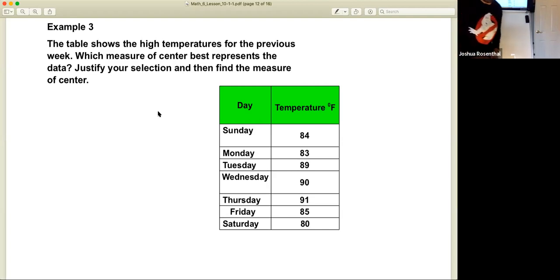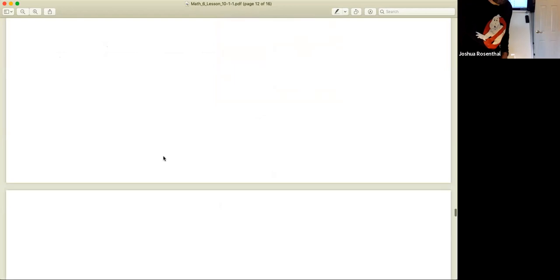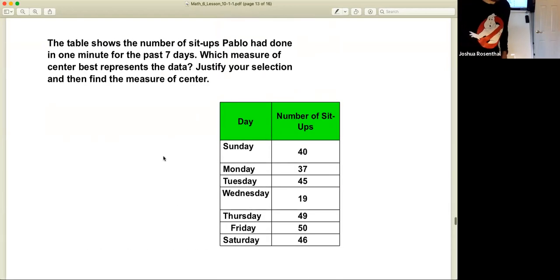Let's go ahead and scroll down over here. Let's look at our next data set. This table shows the number of sit-ups Pablo had done in 1 minute for the past 7 days. This actually is meaningful, right? If you don't do the exact same amount of sit-ups every day, the average of sit-ups that you're doing over a week, you can monitor that. And what would that help you to do?